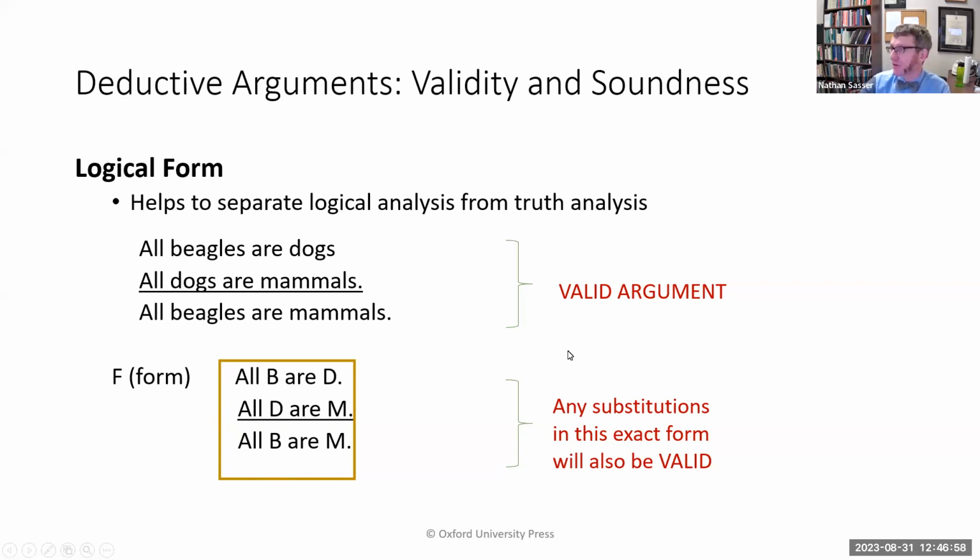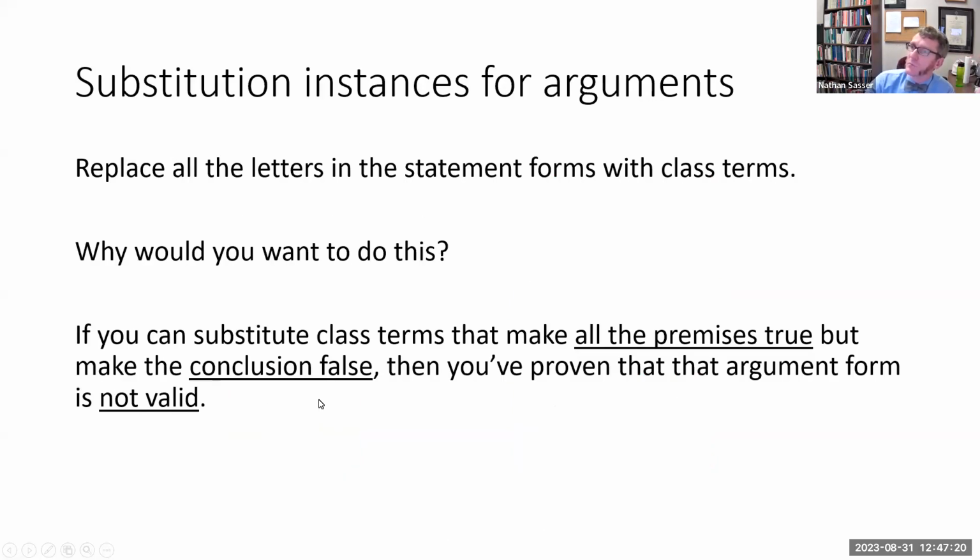Now this happens to be a valid argument. But what's true of a valid argument is that any argument that had the same form, no matter what it was about, beagles, dogs, and mammals, or any other three class terms, if the argument has this form, then it's going to be a valid argument.